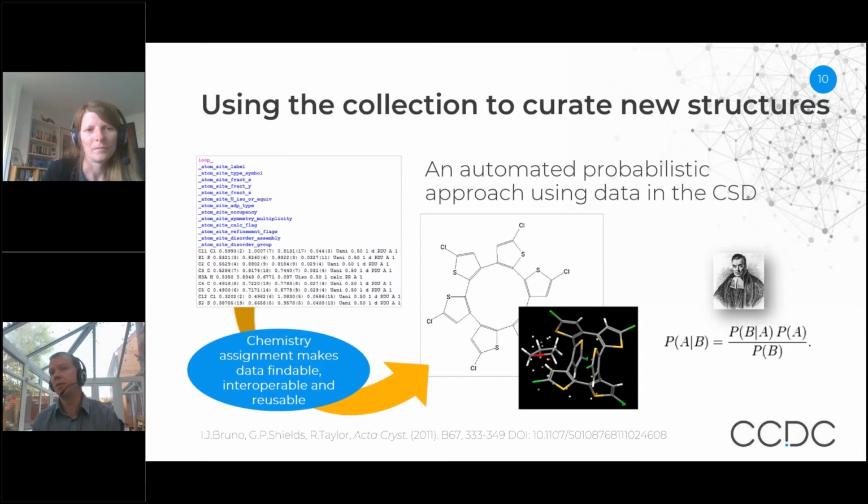So to create the CSD entries, we use the existing data in the CSD to help us automatically assign the chemical connectivity to the new structures as they enter the database. And to do this, we use a tool called Decipher. And this was developed at CCDC by a team led by Robin Taylor, our keynote speaker earlier today. So Decipher uses a probabilistic approach, taking into account the geometries and likelihood of occurrence in the CSD, and it uses Bayes' theorem. So this takes the coordinates and produces the most likely chemical connectivity for the structure.